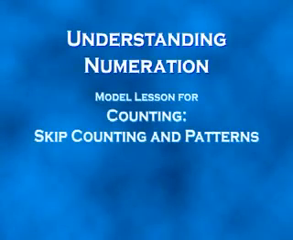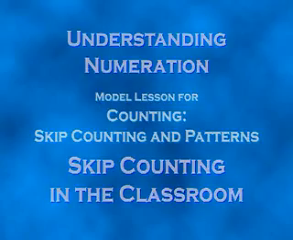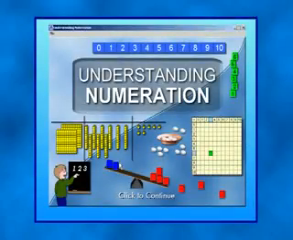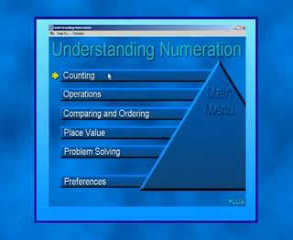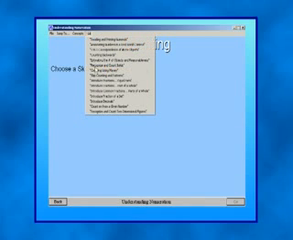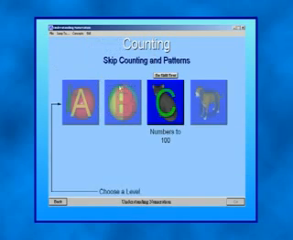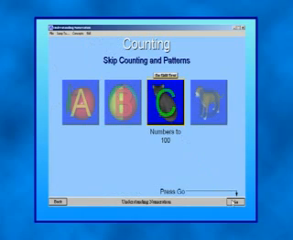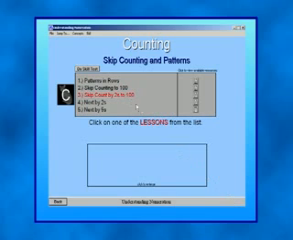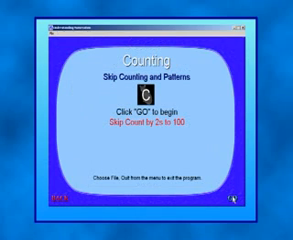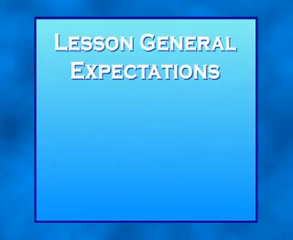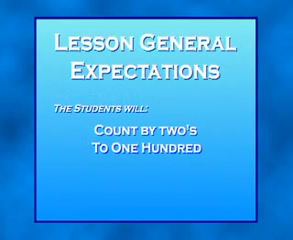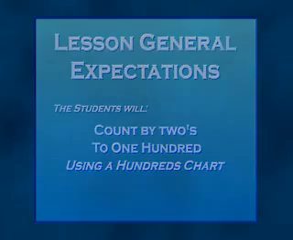To access the on-computer portion of this model lesson, follow these simple steps. Start the Understanding Numeration program. At the introduction screen, click the Jump To menu and select Main Menu. Select Counting. From the Skill menu, click Skip Counting and Patterns. Select Level C and click Go. Select the Counting by Twos lesson and click Go to begin. You are now ready to complete the on-computer portion. This lesson will have the students count by twos to 100 using a hundreds chart.